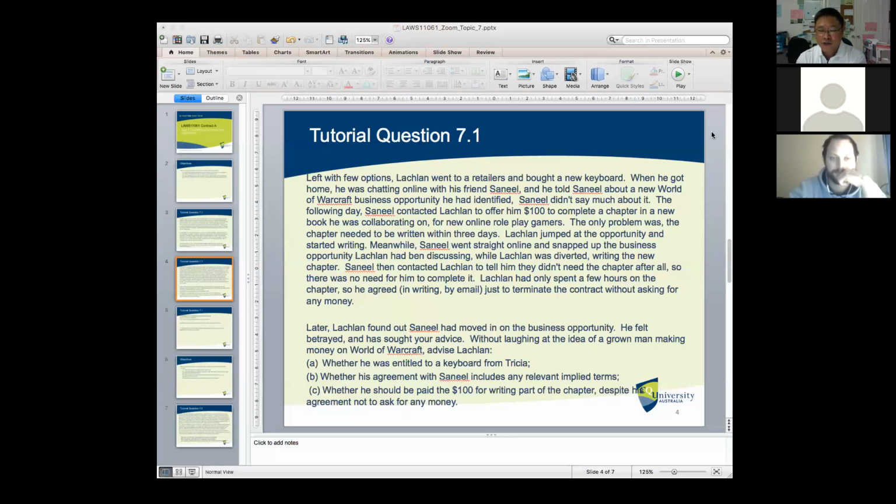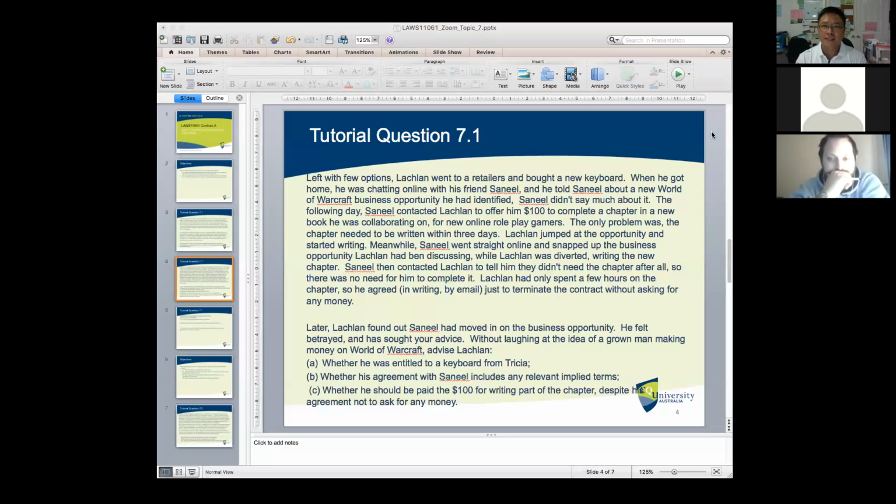Now the question though, so the first contract has been concluded. There is a second contract whereby Lachlan offered not to be paid. And we assume that Sunil accepted that offer. So they have a contract. The question though is, is that contract valid?